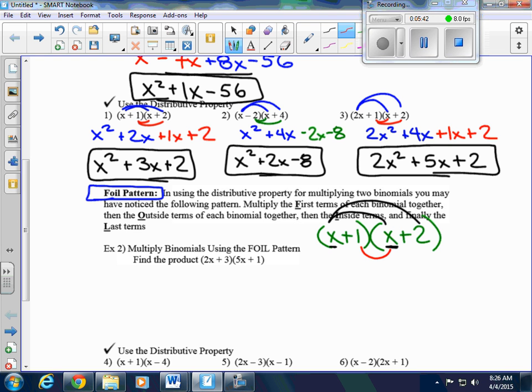They were the inside. That's the I, the inside two terms. And then we multiplied these two. And that's the last one in each term. So that's how we get the FOIL pattern.